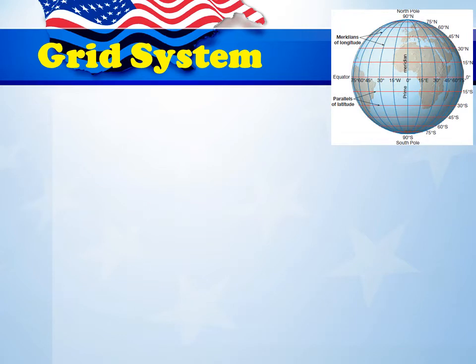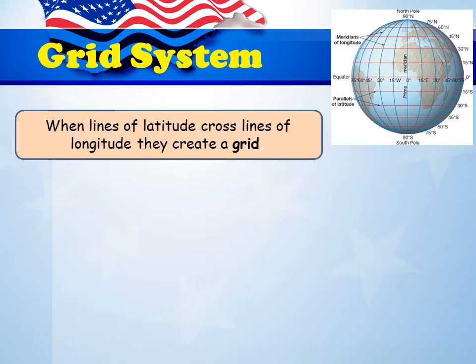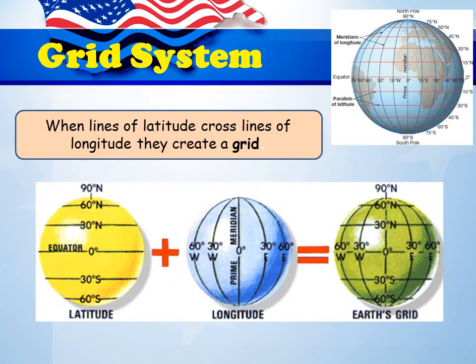Now let's find out more about the grid system. When lines of latitude cross lines of longitude, they create a grid. Look at the illustration down here. When lines of latitude and lines of longitude intersect, it gives us an absolute location. When you say absolute location, it is the exact spot at which a place is found.